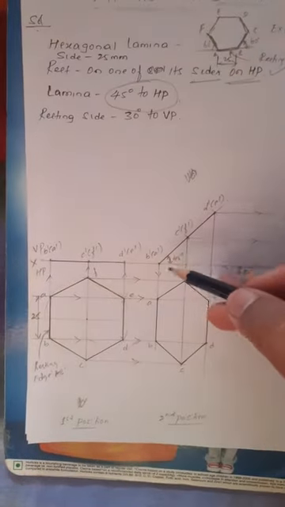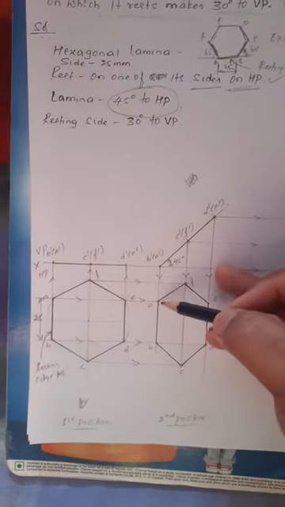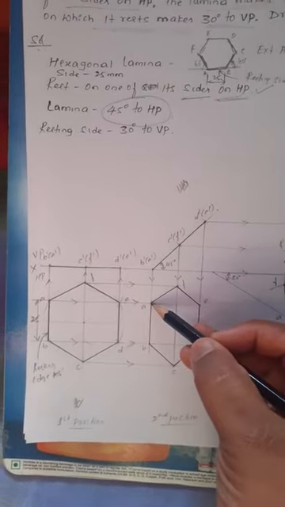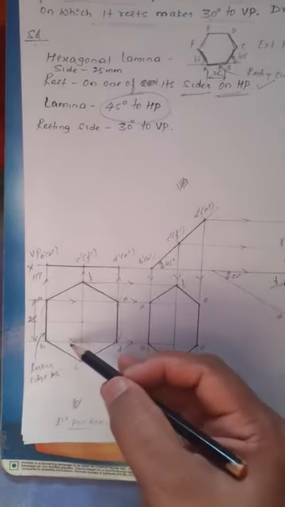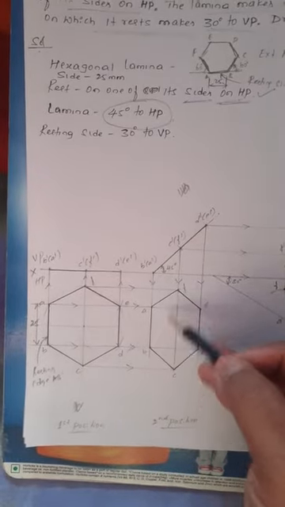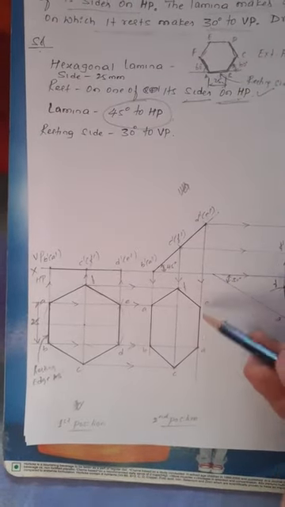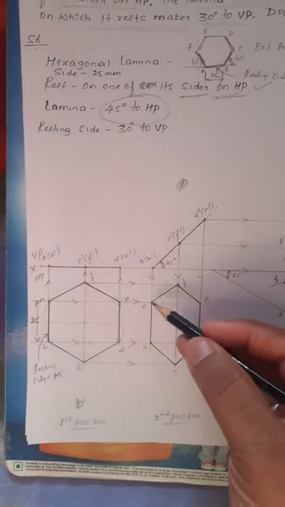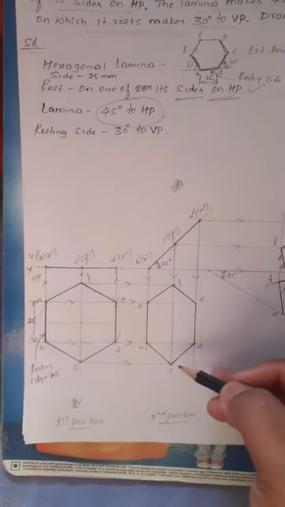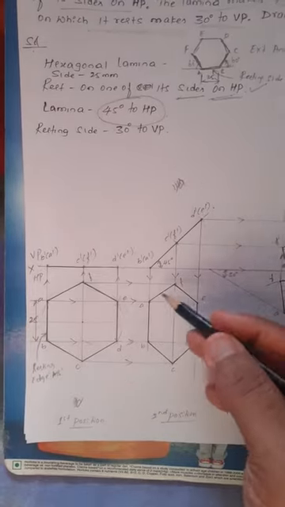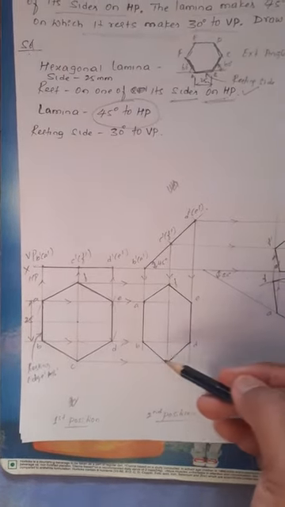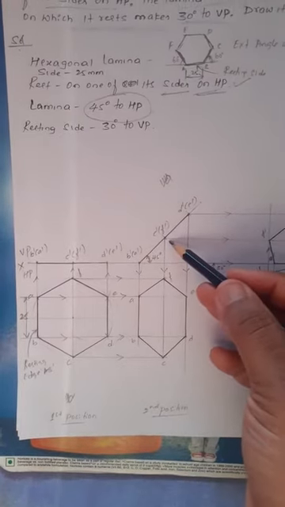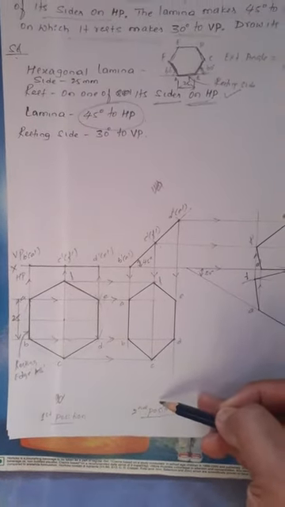The intersection of the vertical projector from A dash and the horizontal projector from A is the point A. Similarly B dash and B, and similarly C, D, E, F, all these corners by intersection. Then join all the corners A, B, C, D, E, F. This gives the lamina inclined to HP and perpendicular to VP. That completes the second position.